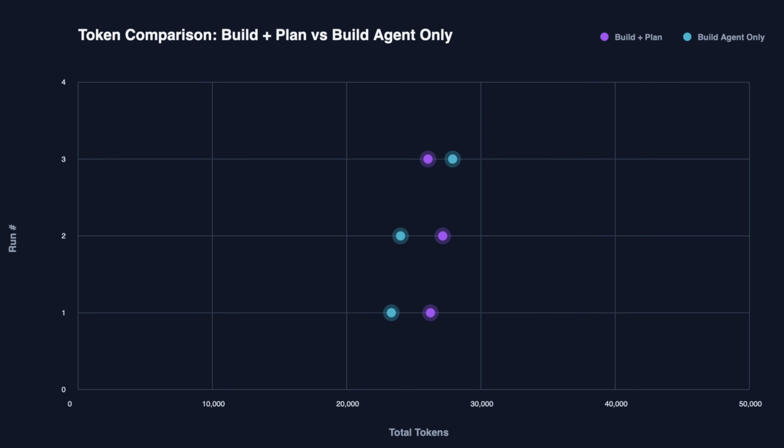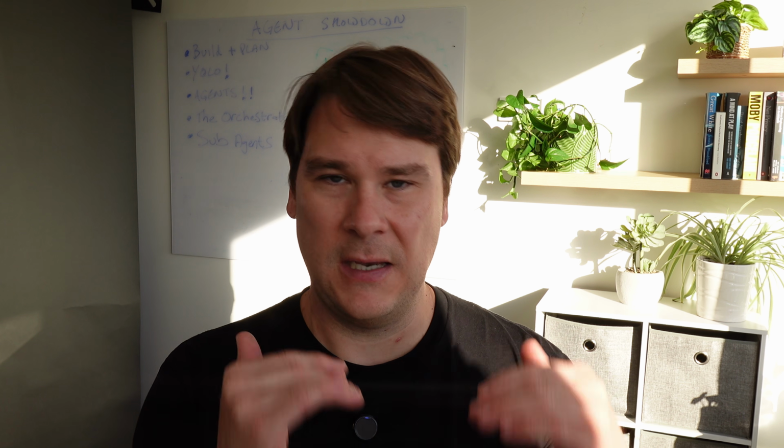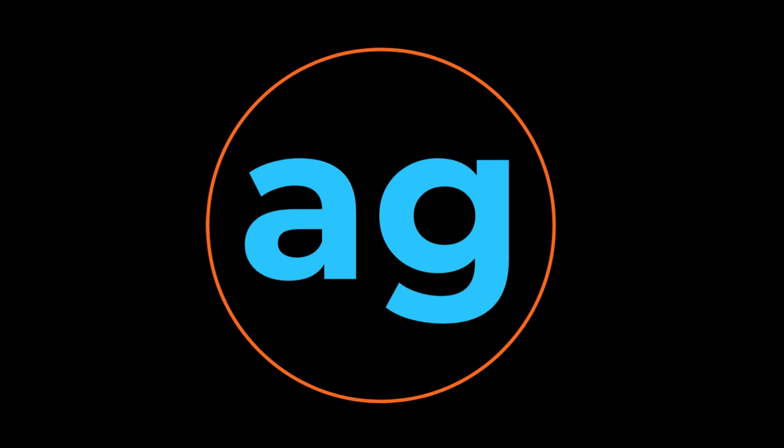So build and plan, as you'd kind of expect, uses slightly more tokens and was slightly slower, but it's nothing too dramatic. So these 2 experiments are the baseline. They're fast, they're cheap, they're consistent, and everything else that we do from here gets compared to this baseline.